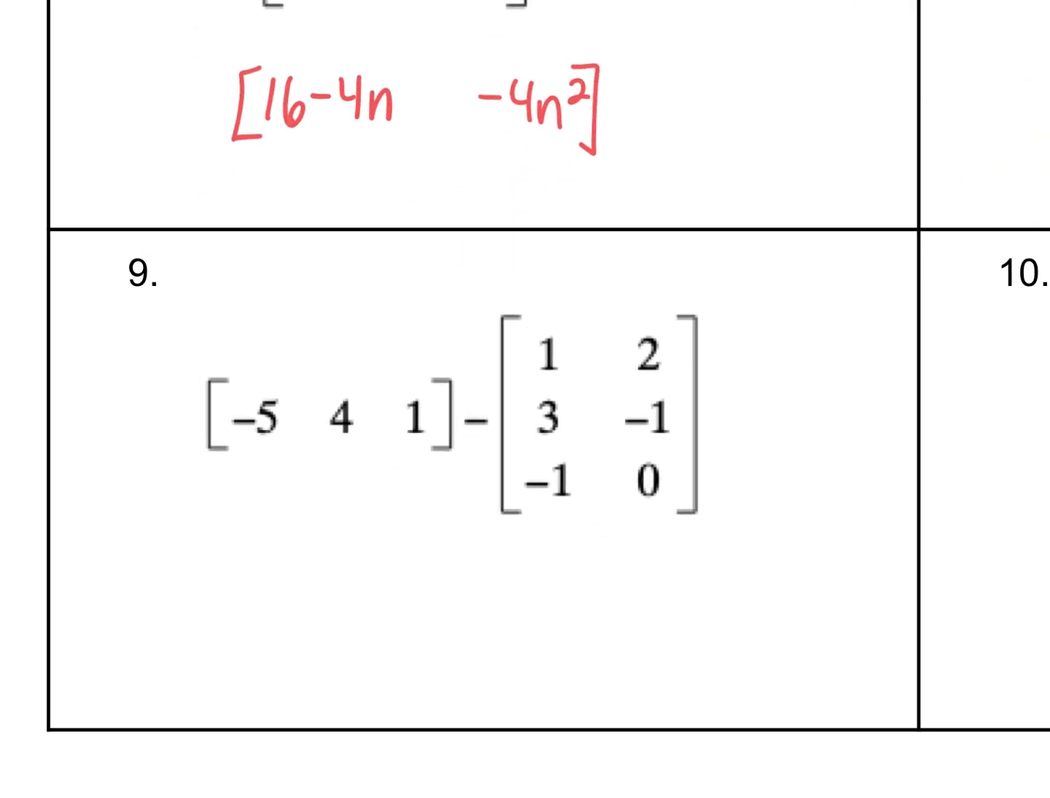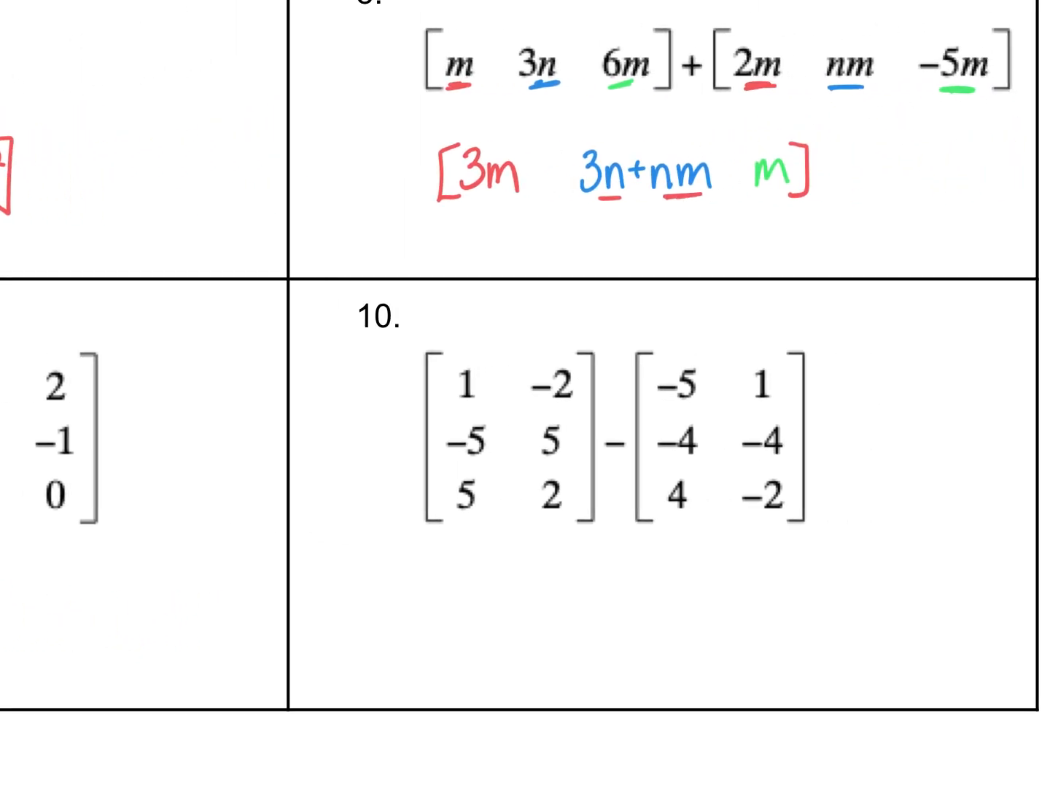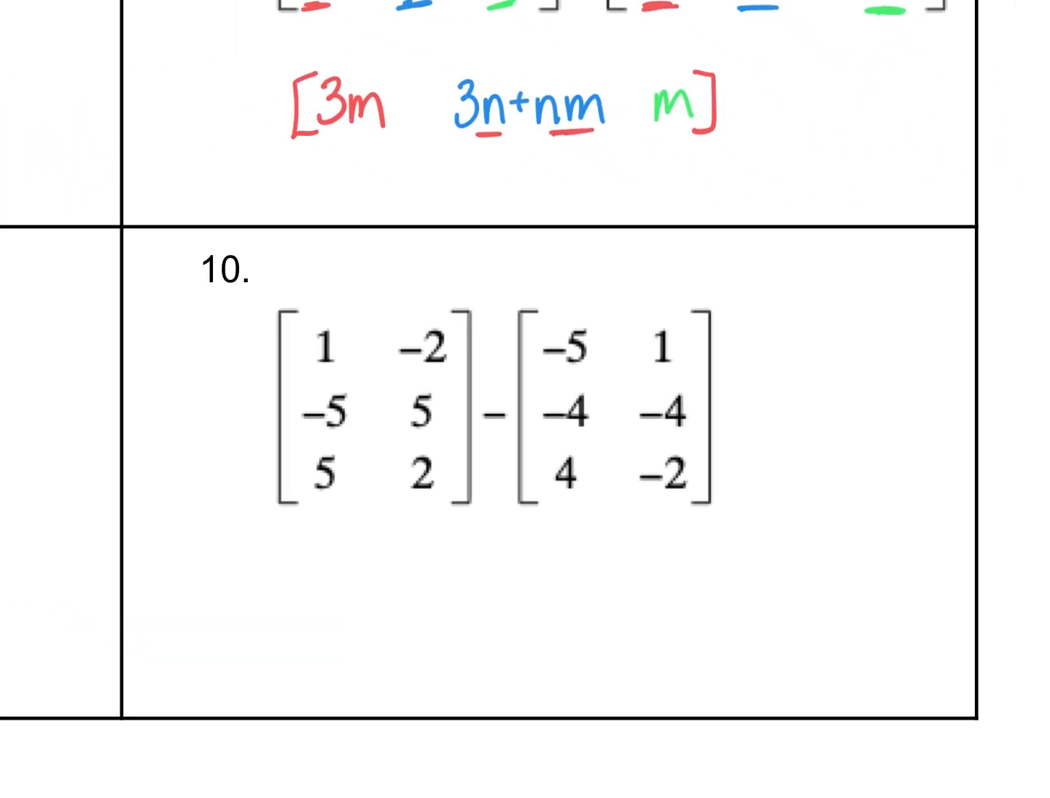All right, number 9, what do we think? Why is it undefined? Yeah, not the same dimensions. Have to be the same dimensions to subtract. And then lastly, number 10, can I subtract those? Yes, and we haven't done subtraction yet. Okay, so let's see how we did. My answer is going to be what dimensions? Yeah, also 3 by 2.